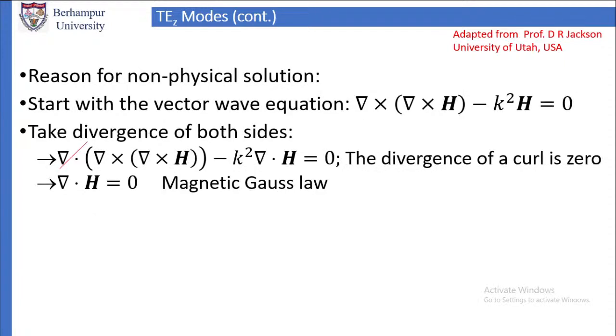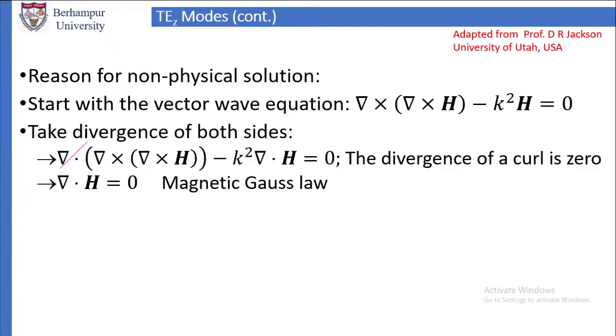Now we will consider the reason for the non-physical solution when m is equal to n is equal to 0. That is a non-physical solution. For that we will find out the physical reason. To do that, start with the vector wave equation, which we have already seen. Curl of curl h minus k square h is equal to 0. That is the vector equation.